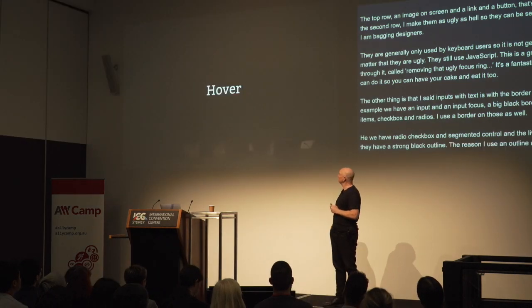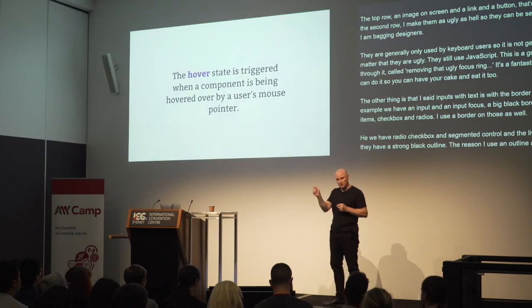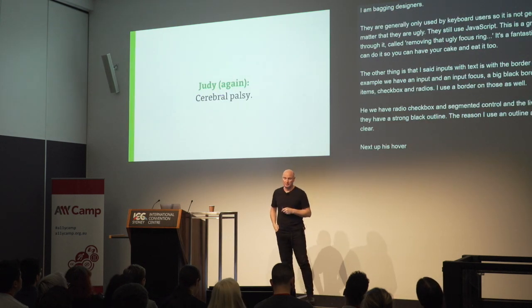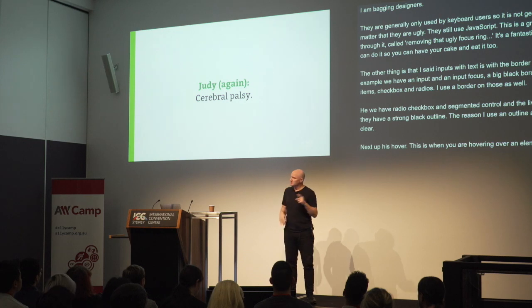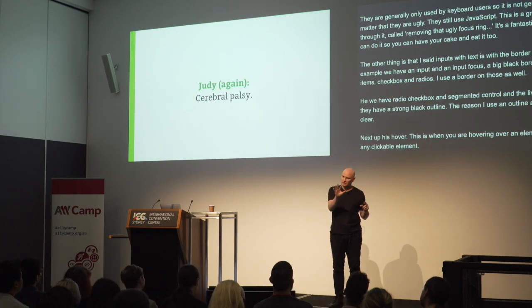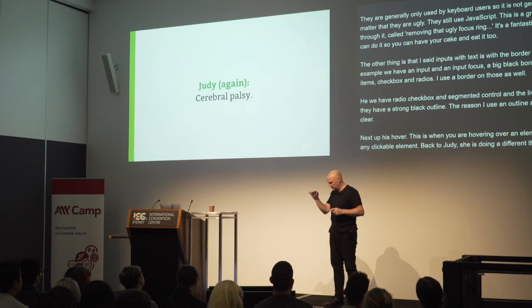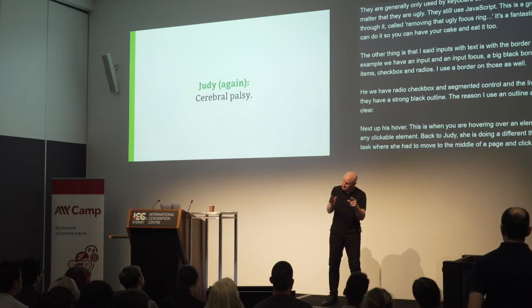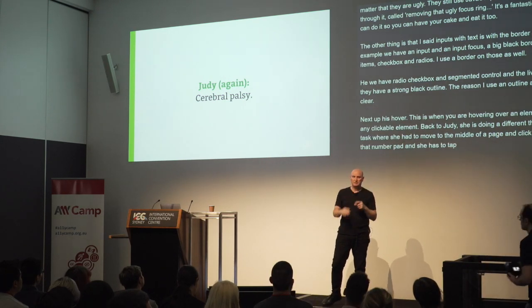Next up is hover. The hover state is obviously when you're hovering over an element, and this can be applied to any sort of clickable element. We're going back to Judy now. Judy's doing a different thing now. I asked her to perform a task where she had to move out into the middle of a page and click on a link. So for Judy, what she has to do is move over to that number pad, as I said to you, and she has to tap to get this thing to move right over to her.